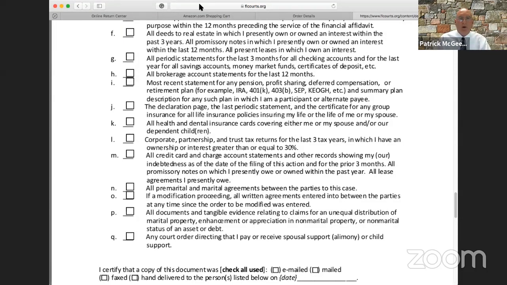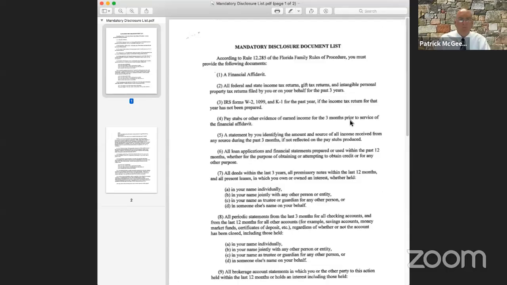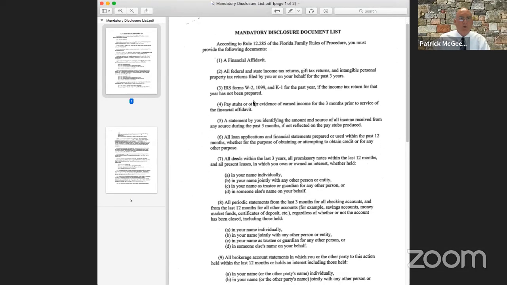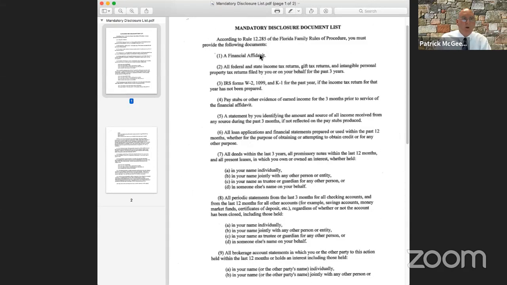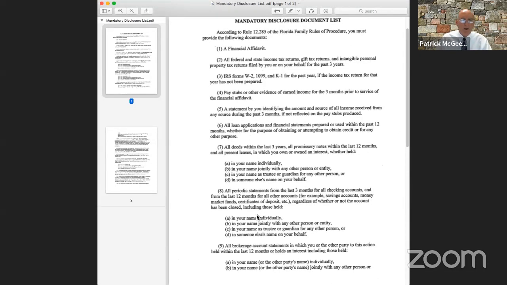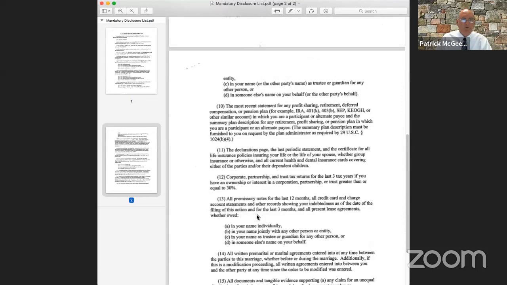So what I did is I took all these documents and I put them into my own document for mandatory disclosure list. And there's 2 pages of it. I'll get up here in case you want to screenshot it. You do your financial affidavit, your income tax for the last 3 years, your IRS W-2s. So let's say you're filing a divorce case in January and you do not have your taxes done for the year before, you can file your W-2s or 1099s, pay stubs for the last 3 months, and so on and so on. Your bank statements, all that kind of stuff, loan statements, and then page 2.